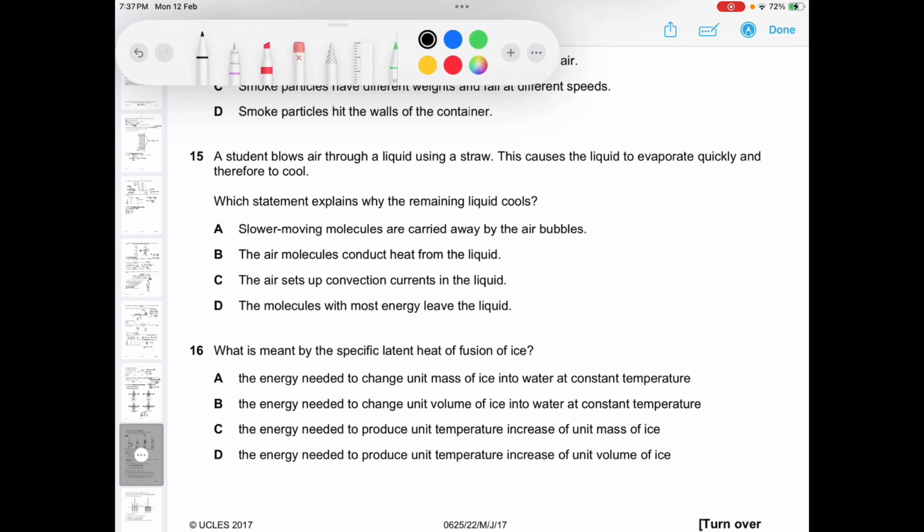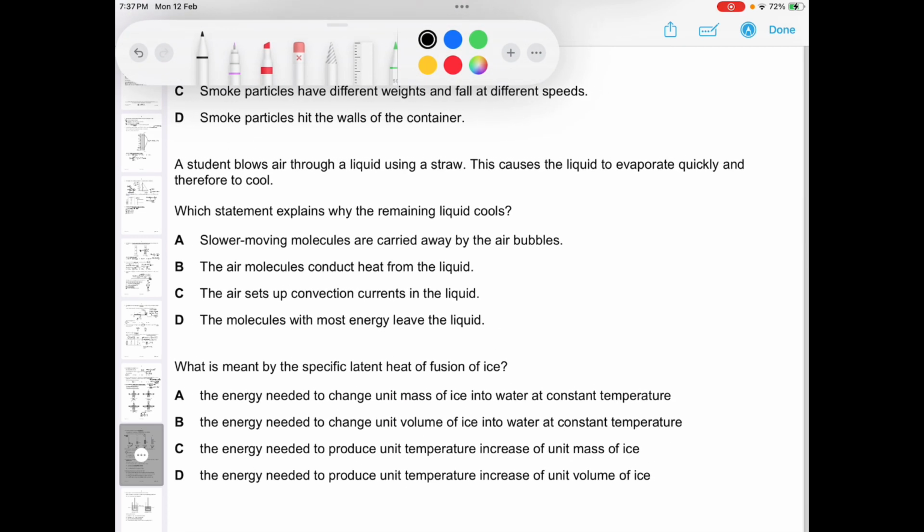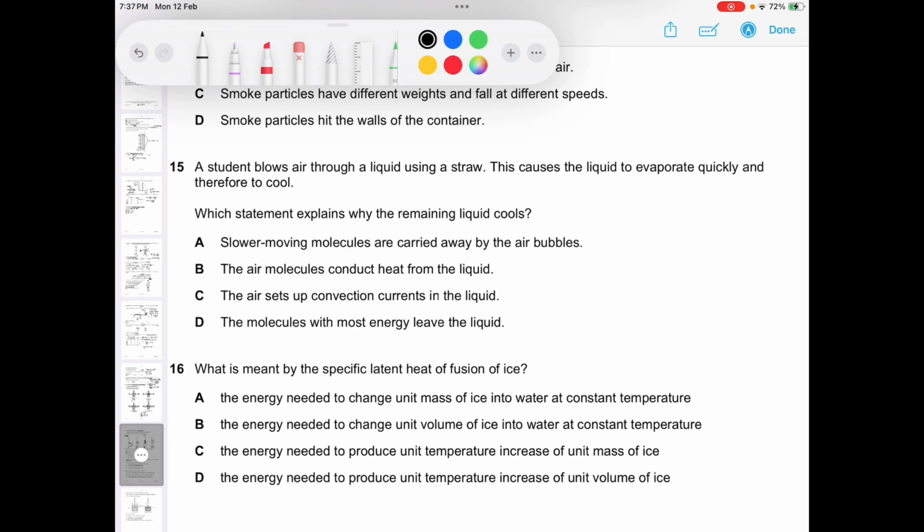15. A student blows air through a liquid using a straw. This causes the liquid to evaporate quickly and therefore to cool. Which statement explains why the remaining liquid cools? Slower moving molecules are carried away by air bubbles. This is weird. The air molecules conduct heat from the liquid.